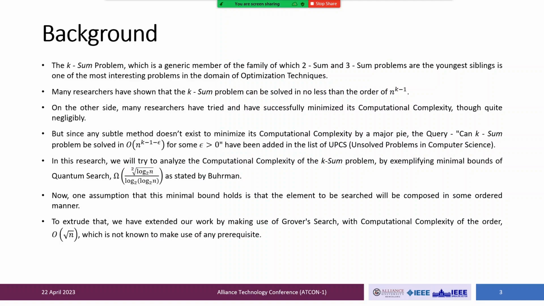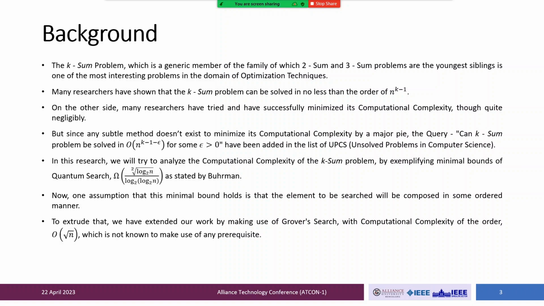This is a bit of background of the work that I have put forward in this paper. So the K-sum problem, of which the two-sum and three-sum problems are the younger siblings, is one of the most interesting problems in the domain of optimization techniques. Many researchers have shown that the K-sum problem can be solved in no less than order of n to the power of k minus 1. On the other side, many researchers have tried and successfully minimized its computational complexity, though quite negligibly. But since no subtle method exists to minimize its computational complexity, the K-sum problem has been added to the list of unsolved problems in computer science.